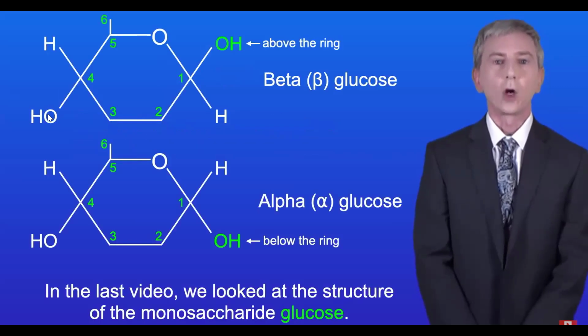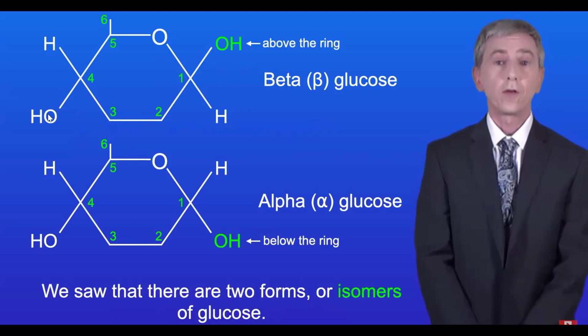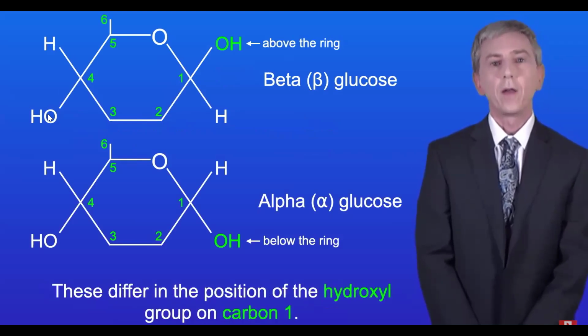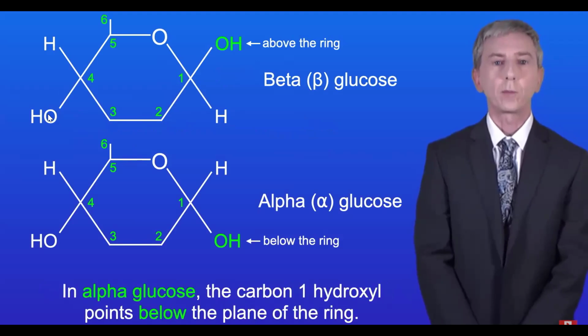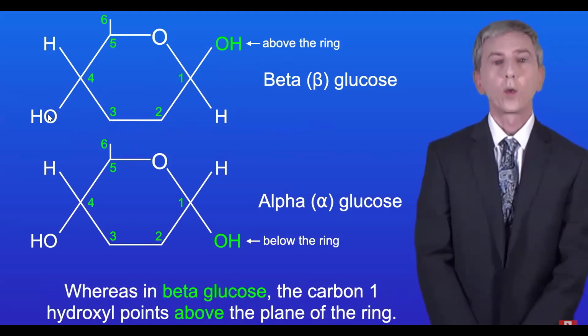By the end of this video, you should be able to describe how disaccharides are formed from monosaccharides. In the last video, we looked at the structure of the monosaccharide glucose. We saw that there are two forms or isomers of glucose, and these differ in the position of the hydroxyl group on carbon 1. In alpha glucose, the carbon 1 hydroxyl points below the plane of the ring, whereas in beta glucose, the carbon 1 hydroxyl points above the plane of the ring.